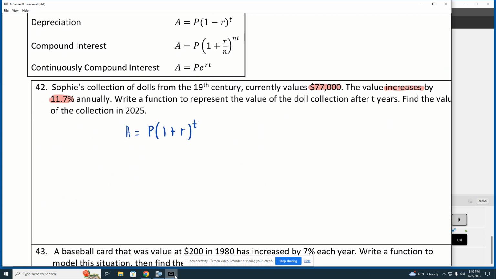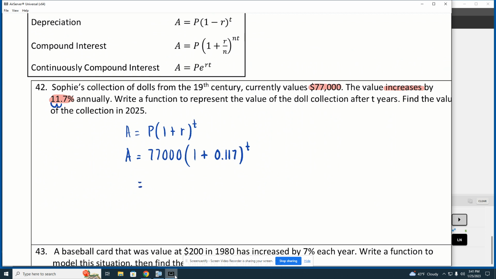Let's fill in all these and write the equation. We don't know what A equals, but we do know that our principal amount is $77,000, times 1 plus our rate, which is 11.7%. Remember, we're moving that decimal 2 to the left, so that's 0.117, and then that's raised to the T power.